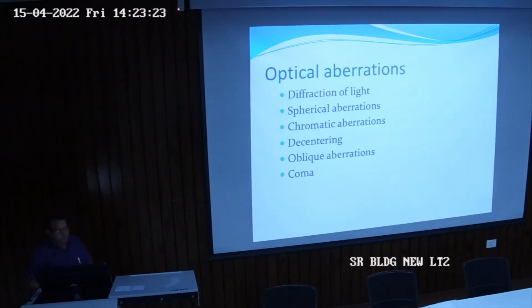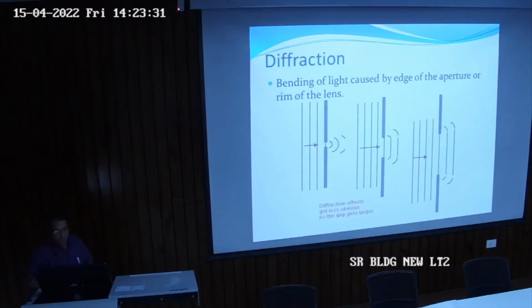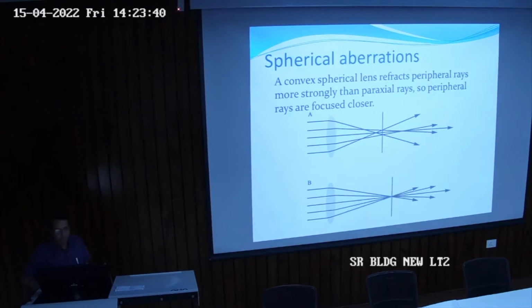There are different aberrations: diffraction of light, spherical aberrations, chromatic aberrations, decentering, oblique aberrations and coma. Diffraction is the bending of light caused by the edges of the aperture or rim of the lens. Spherical aberration: convex spherical lenses refract peripheral rays more strongly than paraxial rays. So peripheral rays are focused closer.